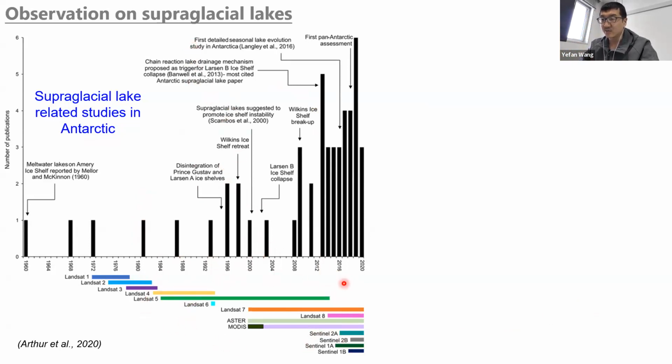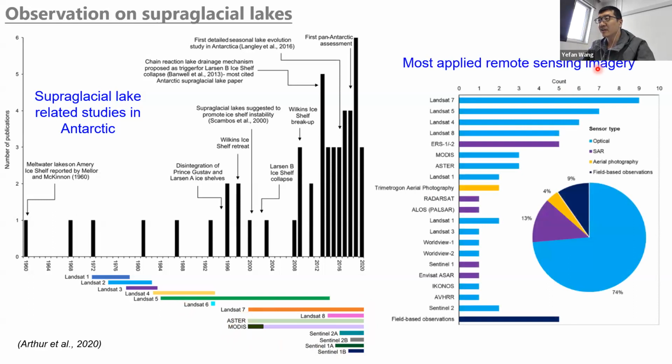We can see that in recent years, this related work is increasing, and we use many kinds of satellite data to monitor these supraglacial lakes. And here, this paper shows the most applied remote sensing imagery. So not only the optical image data, for example, the Landsat series and Sentinel, but also the SAR data are also used to monitor the supraglacial lakes, as well as aerial photographs. So we can see we have many data to monitor these supraglacial lakes.